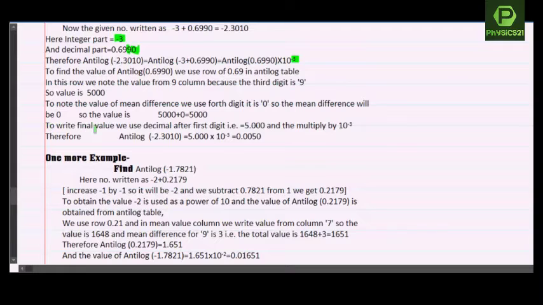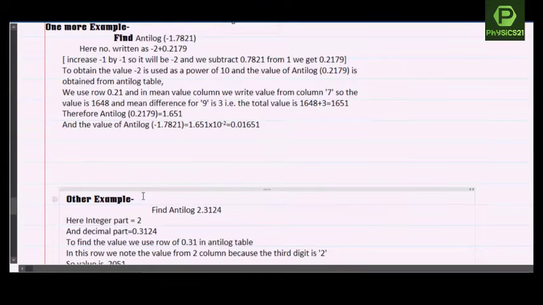Now to write the final value, we use decimal after the first digit, so it is 5.000, and it is multiplied by 10 raised to minus 3. So finally the value of antilog minus 2.3010 is equal to 5.000 into 10 raised to minus 3. As we solve, we get 0.0050. Now one more example.